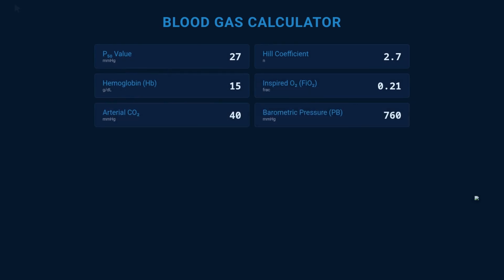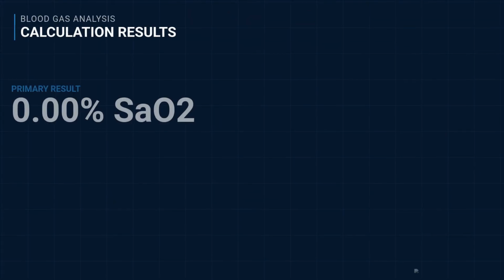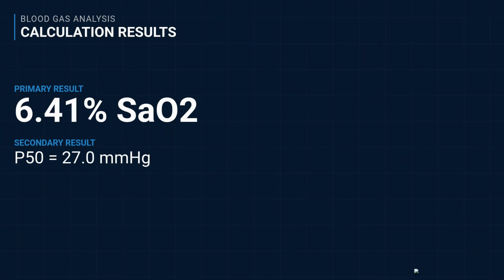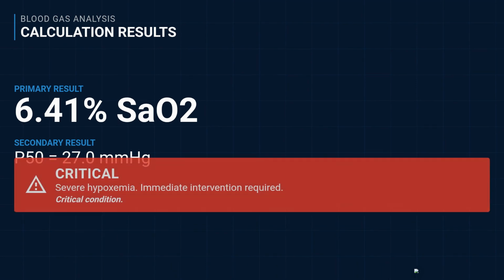I'll enter 10 for all numeric inputs, keeping the defaults of 27 for P50 value, 2.7 for Hill coefficient, 15 for hemoglobin, 0.21 for inspired O2 fraction, 40 for arterial CO2, and 760 for barometric pressure. After clicking Calculate, the primary result shows 6.41% oxygen saturation. The secondary result confirms P50 equals 27.0 mmHg.